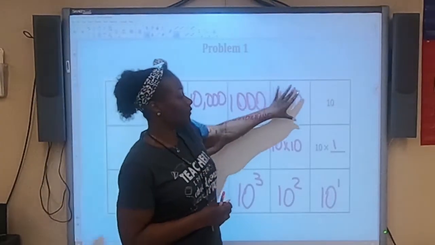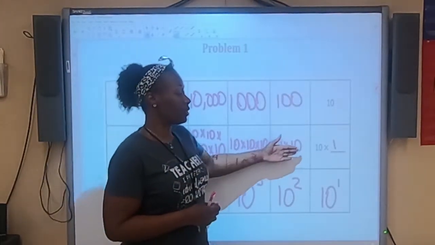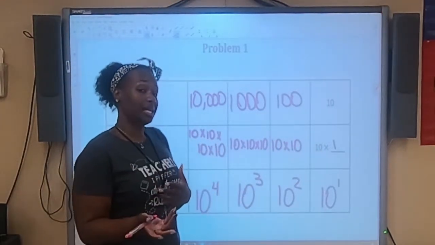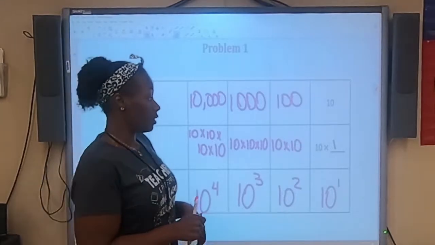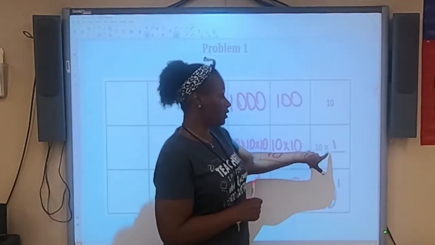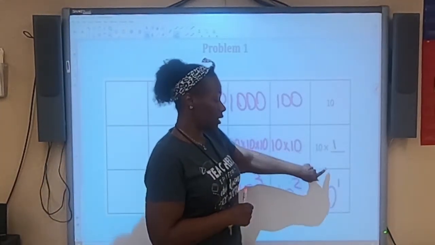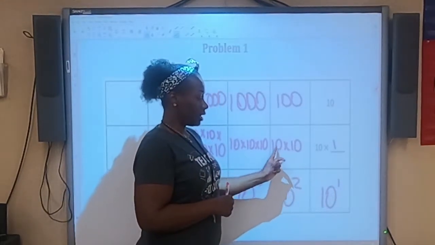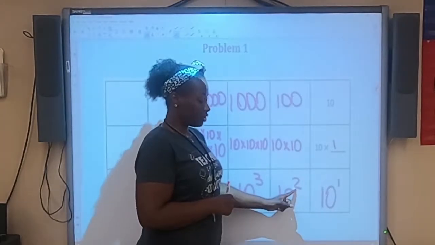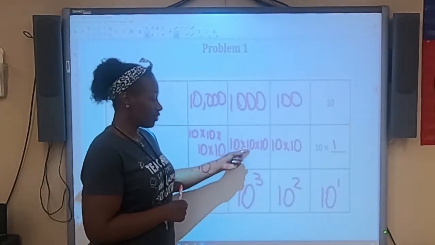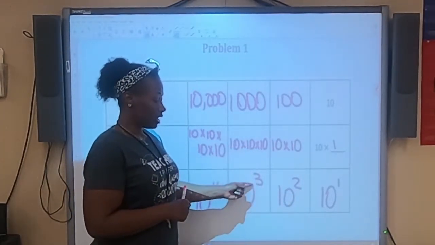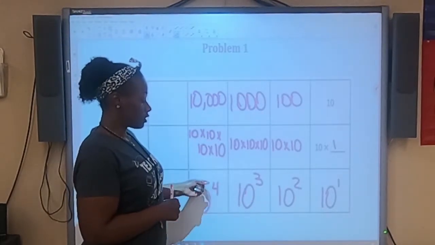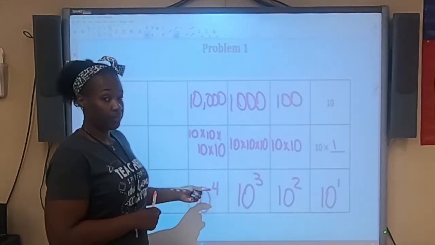Let's say I did not give you the standard form, I only gave you the multiplication sentences. Well, the number of tens now tells me my exponent. In my multiplication problem for 10, I only see 1 ten, so my exponent is 1. I see 2 tens, so my exponent is 2. I see 3 tens, so my exponent was 3. I see 4 tens, so my exponent was 4.